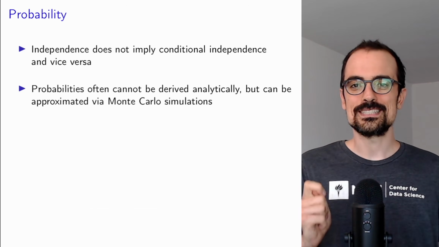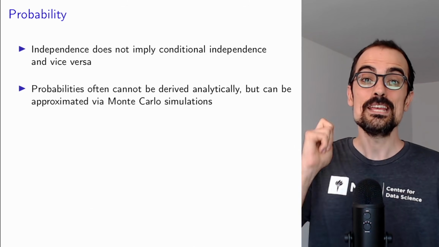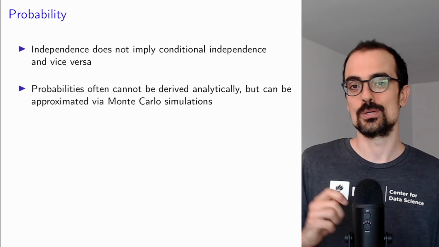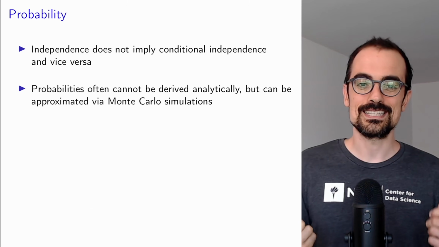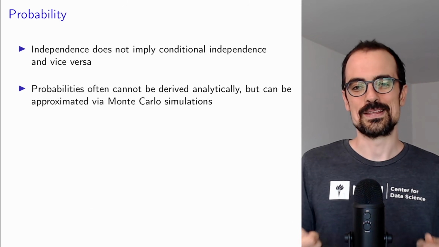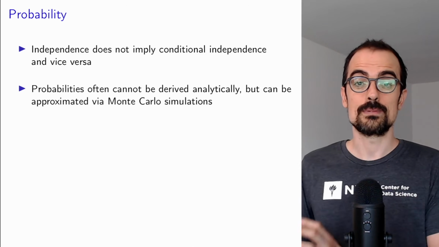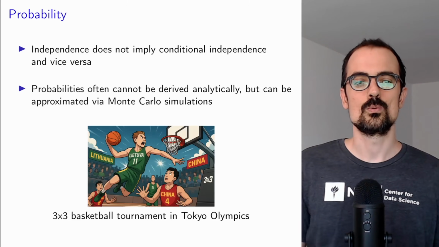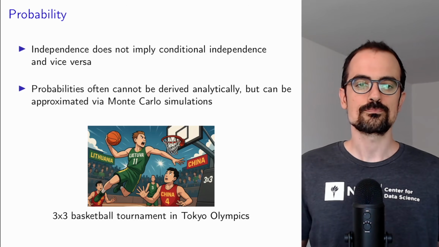And a very interesting phenomenon is that probabilities often cannot be derived analytically, even if you have all the information at your disposal. You would never know this from most of the homeworks that we give in probability and statistics, but this is often the case in practice. Luckily, these probabilities can usually be approximated very well using Monte Carlo simulations. We illustrate this with an example where we model a basketball tournament in the Tokyo Olympics.